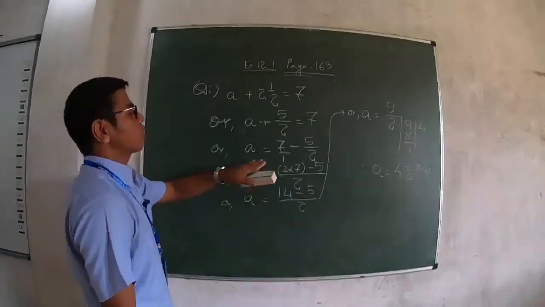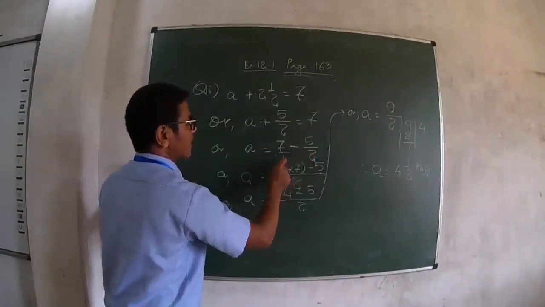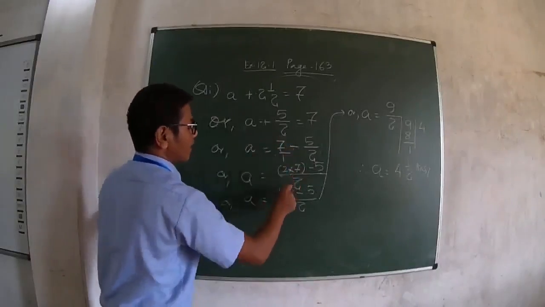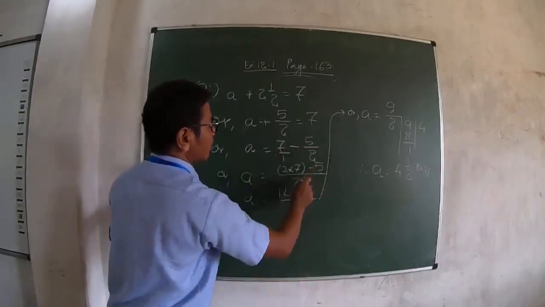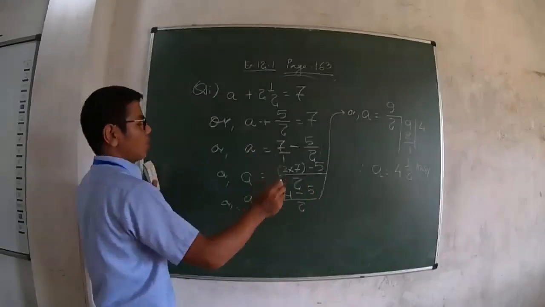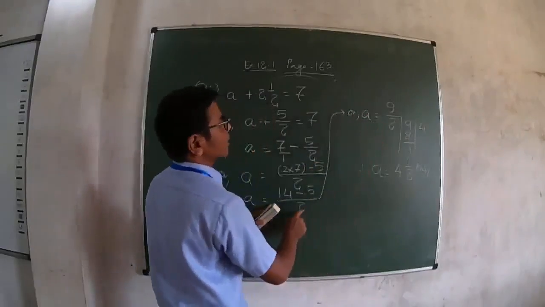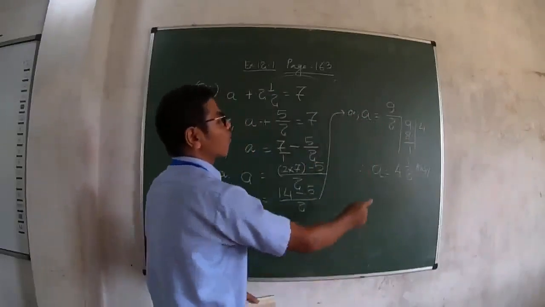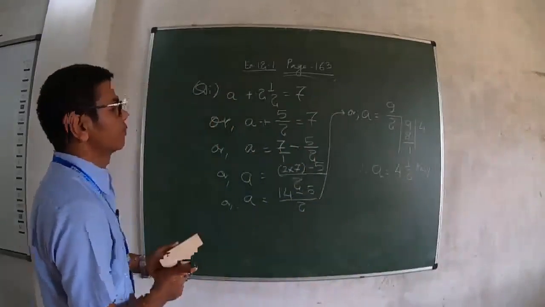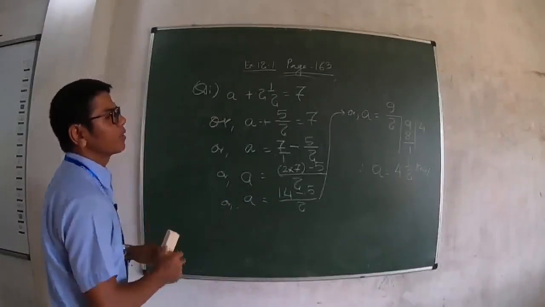Don't get confused here. The LCM, I take 1, how much the 2? 2. 2 into 7, I get 14. 2 divided by 2 is 1. 1 into 5 is 5. So, 14 minus 5 is 9, denominator is 2, so 4 whole 1 by 2. Please copy.